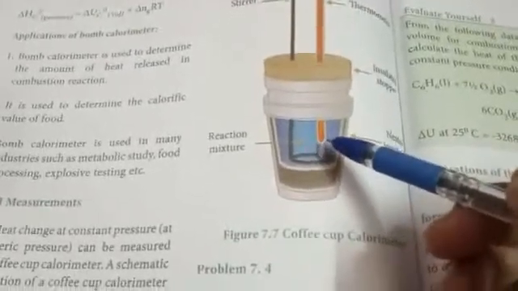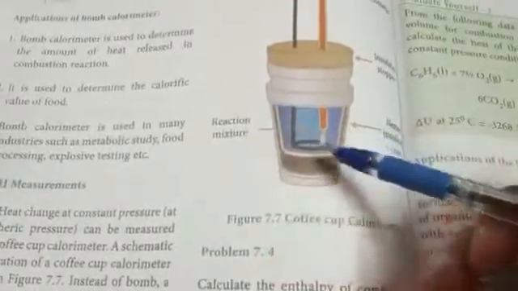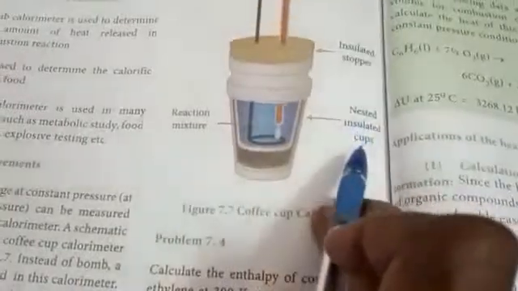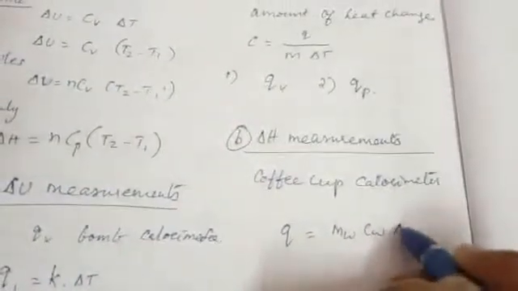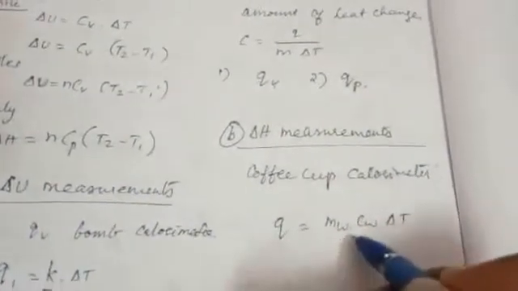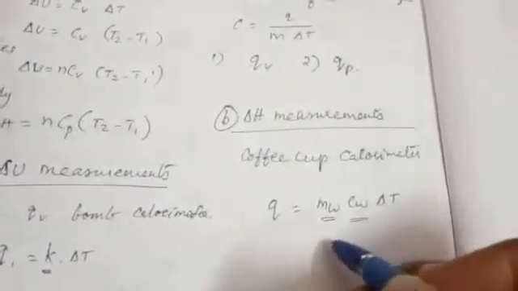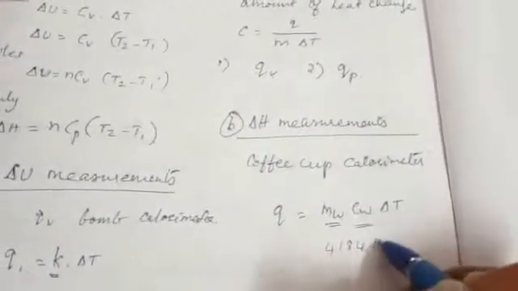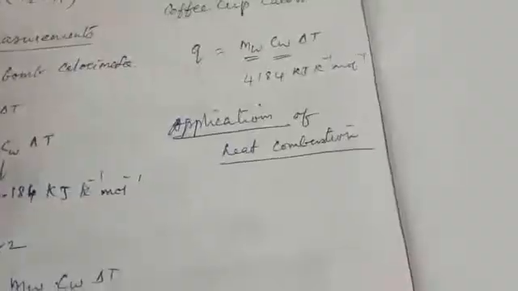Inside the calorimeter there is a thermometer, a Beckmann thermometer. A stirrer is present, with the reaction mixture, and a nested cup which does not allow the heat energy to escape. Equation: Q is equal to mw Cw delta T. mw means mass of water, Cw means heat capacity of water, 4.184 kilojoule per Kelvin per mole.